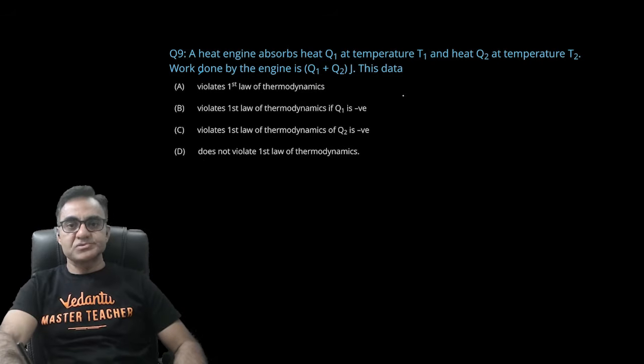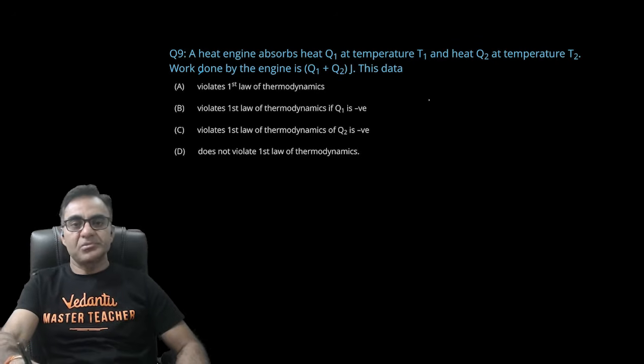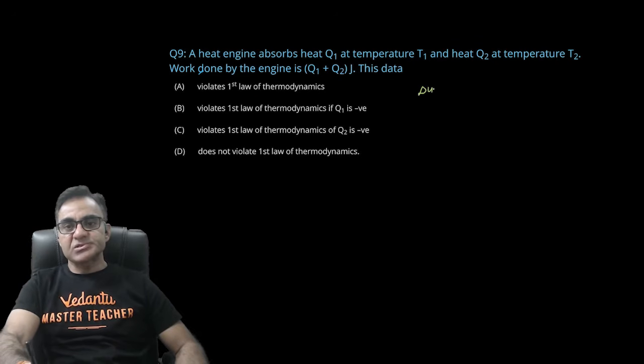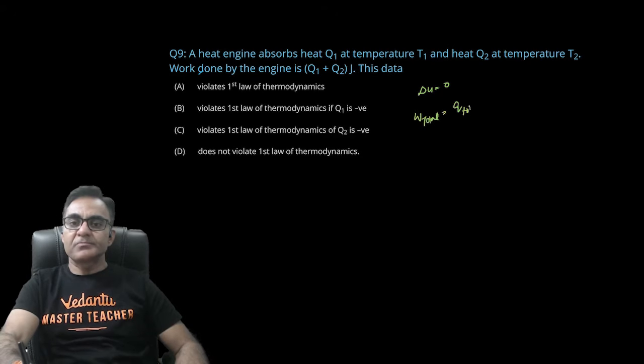A heat engine absorbs heat Q1 at temperature T1 and heat Q2 at temperature T2. Work done by the heat engine is Q1 plus Q2. देखो heat engine जो होता है वो एक cyclic system पे काम करता है. तो cyclic system के लिए delta U is equal to 0. Therefore W total is equal to Q total, right?